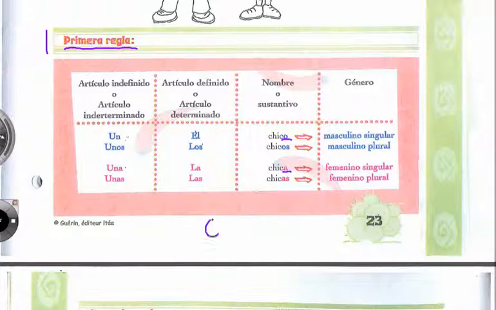Muy bien. It should be feminina. Es femenino. That's true. Okay. Si la palabra termina con... I'm having trouble today. Sí, señora. Con A, es femenina.